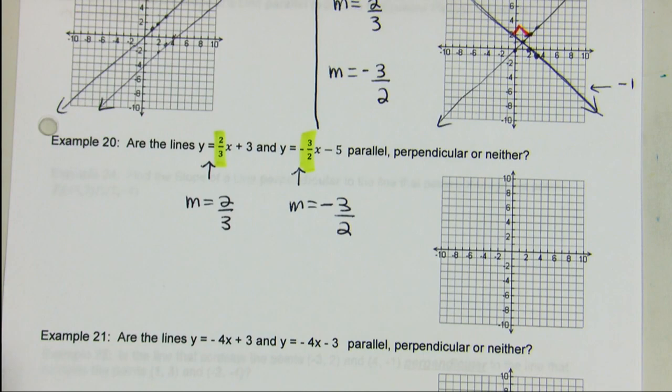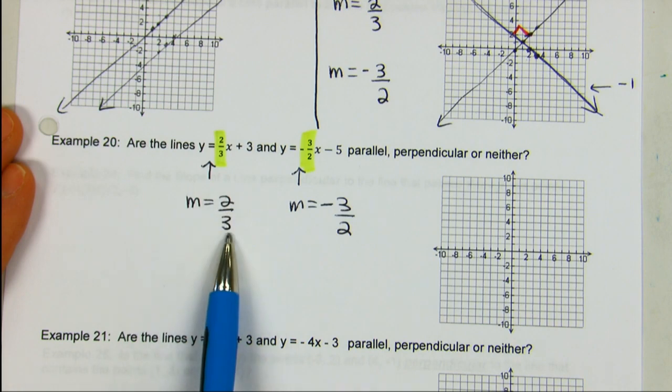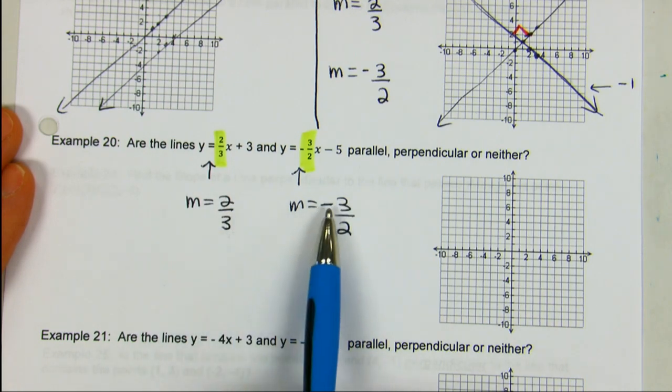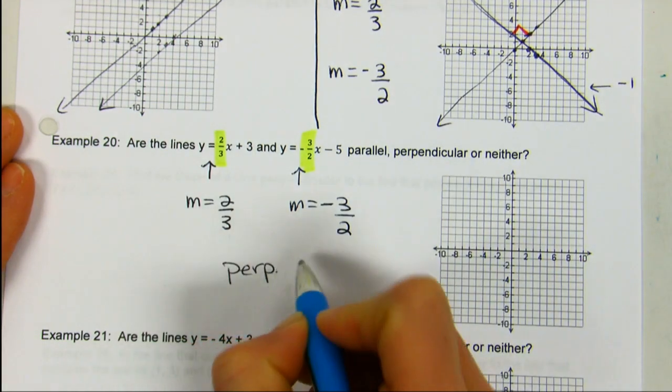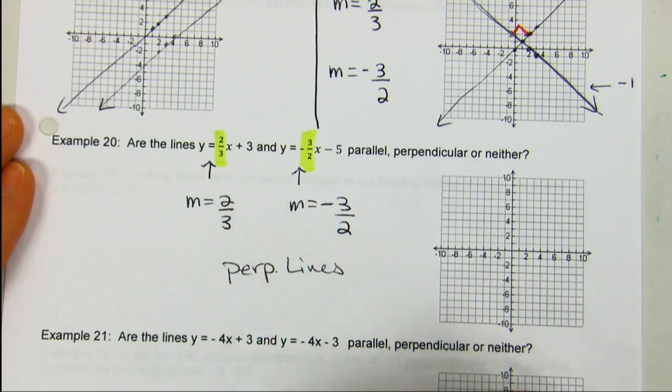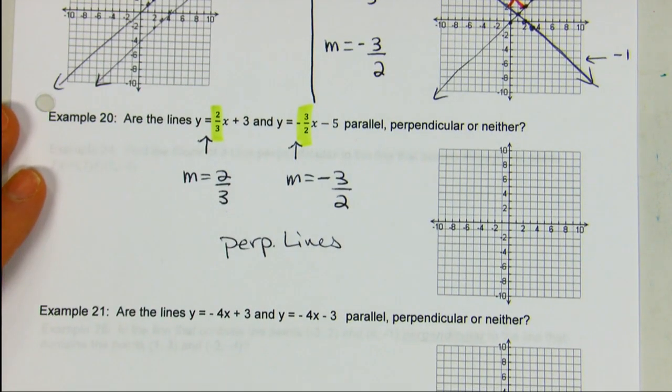So we want to identify, are these parallel, perpendicular, or neither? And actually we can already tell that this is a positive 2 over 3. This is a negative, so it's opposite signs, 3 over 2. So we could say, without even graphing this, that these are perpendicular lines because their slopes are opposite reciprocals of each other.